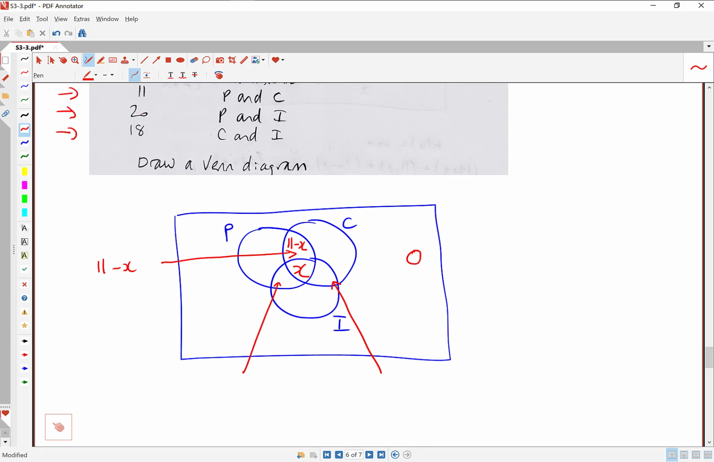So we've got 20 applicants who have presentation and international experience. Presentation and international, these 2 regions here. So that means this number here is going to be 20 minus X. For coding and international experience, we've got 18 applicants who've got that. So this number here is going to be 18 minus X.